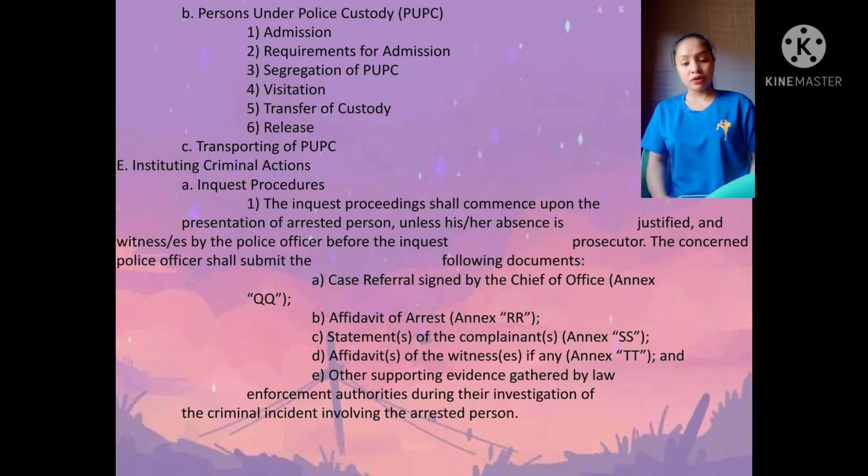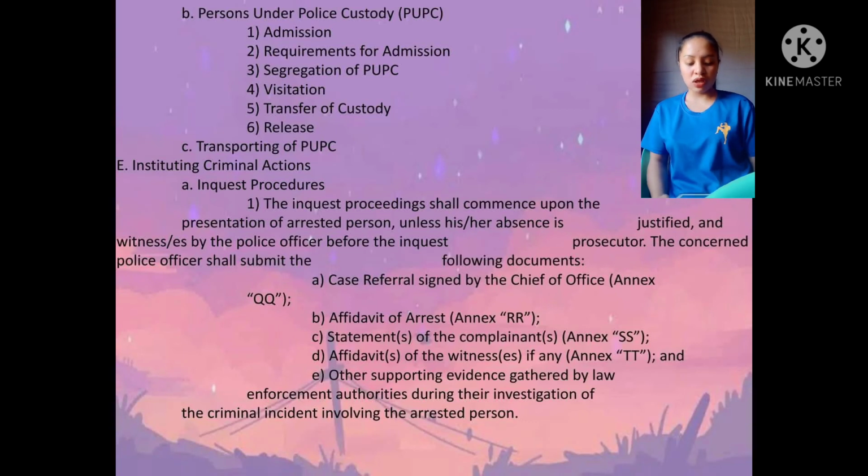Number four, transport of PUPC shall be limited only to the following. Letter A is the proper office for inquest or court for hearing. So when they transport the detained person or the PUPC, it is only for the proper office for inquest or for court proceedings or hearings.